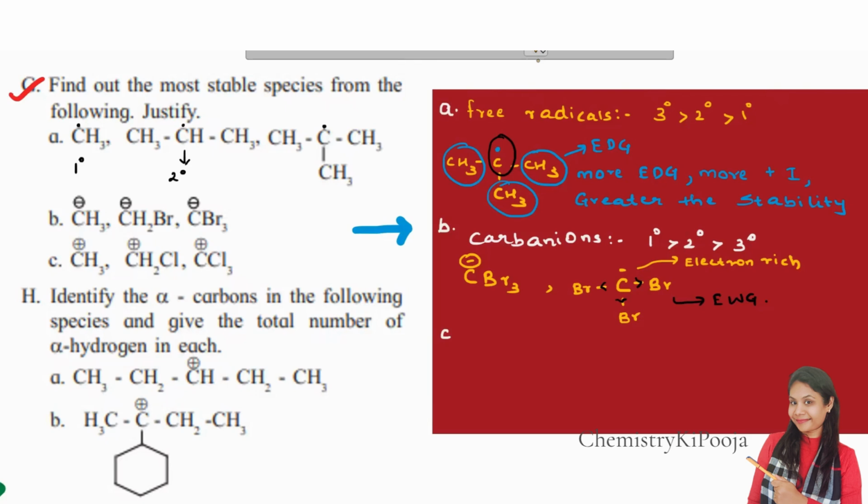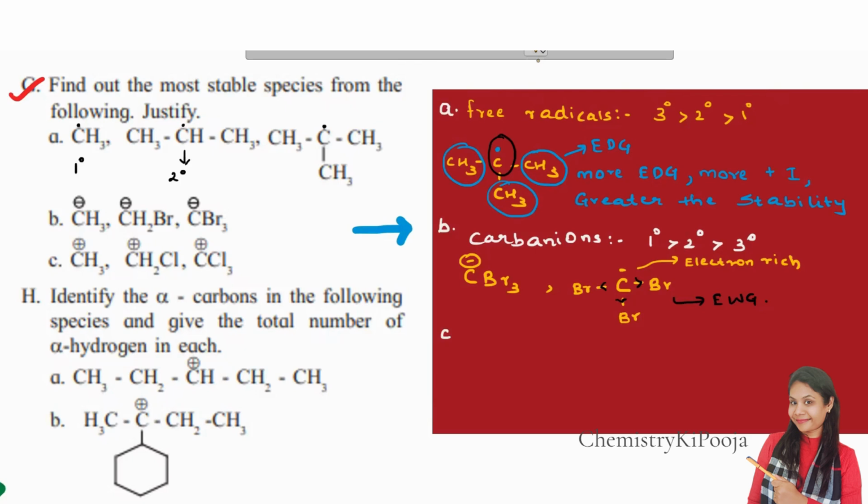So carbanions are basically species containing a negative carbon atom, so they contain the negative charge on the carbon. And whenever there is a negative charge, in order to become balanced, it needs to lower the electron density. If it is electron rich, the electron density should be lowered. If it is electron deficient, then in order to become balanced, it should gain some electrons. So this is the reverse concept.